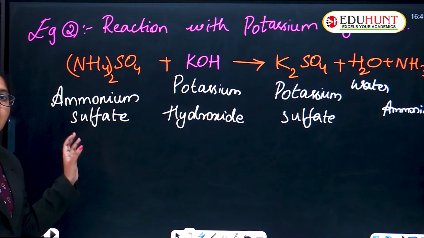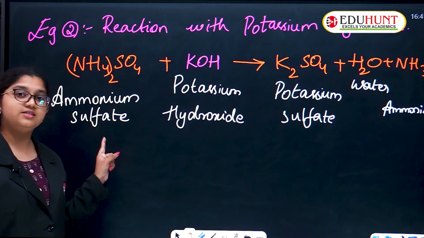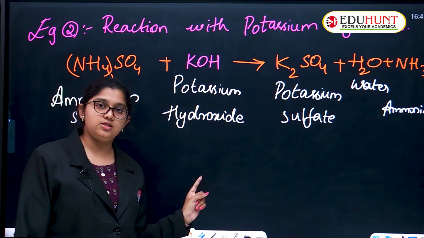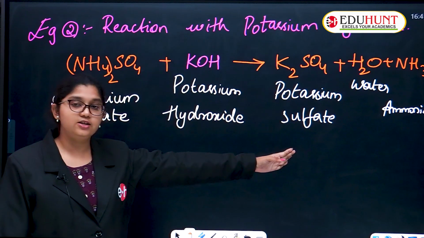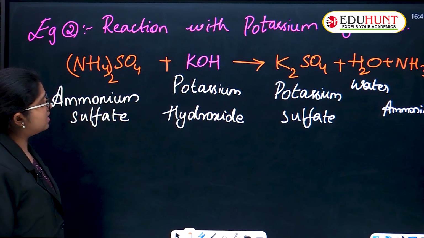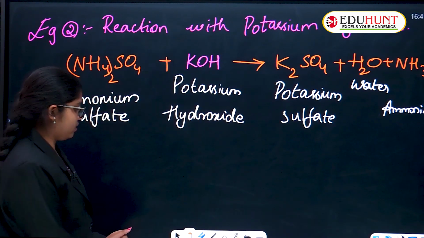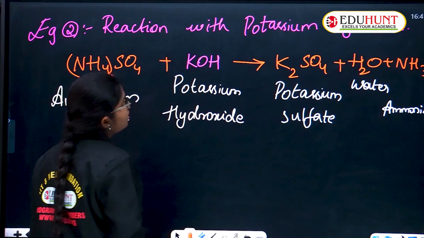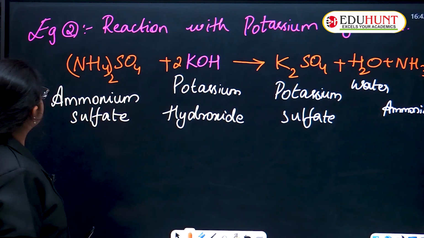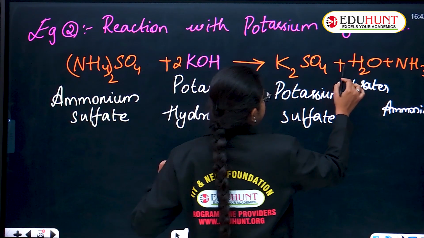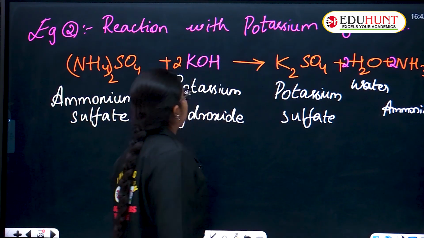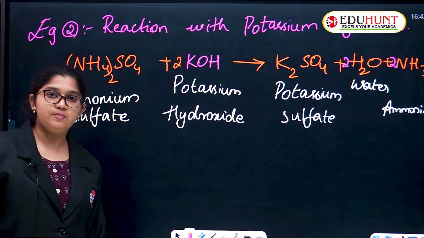When we take an ammonium salt such as ammonium sulfate, and add to it a base, potassium hydroxide, we get the metal salt, potassium sulfate, water and ammonia. To balance this, I have to take 2K here, so K2 means you have to take 2 over here, and N is also 2, so 2 here and 2 here. This is all about the equation balancing.